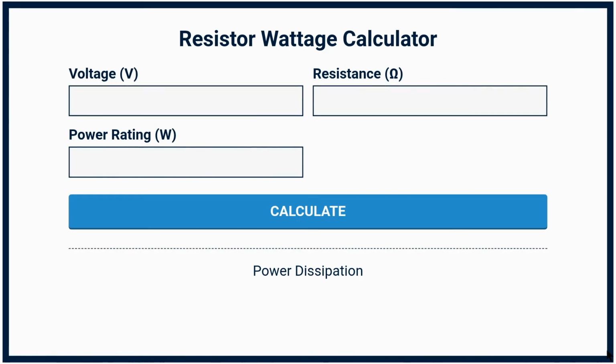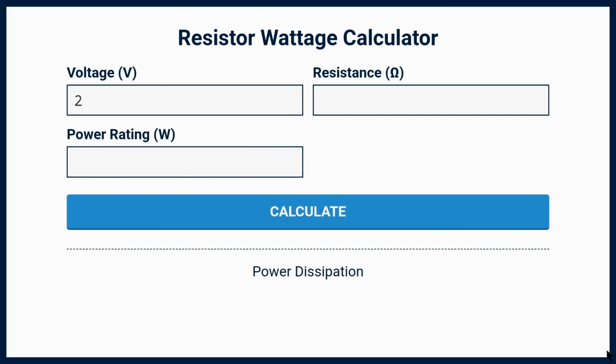I'm designing a voltage divider circuit with a 24-volt supply. I'll enter 24 in the voltage field. My resistor is 470 ohms, so I'll enter 470 in the resistance field. I'll also specify that I have a quarter-watt resistor available, entering 0.25 in the resistor power rating field.